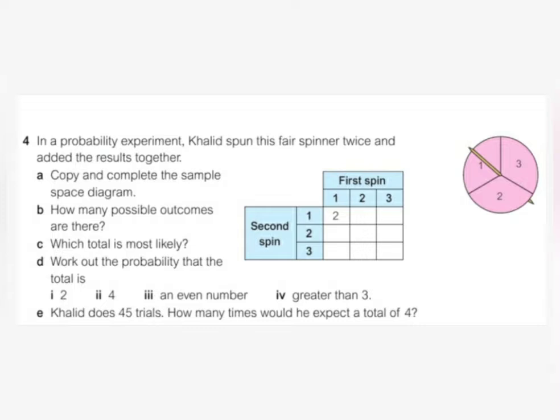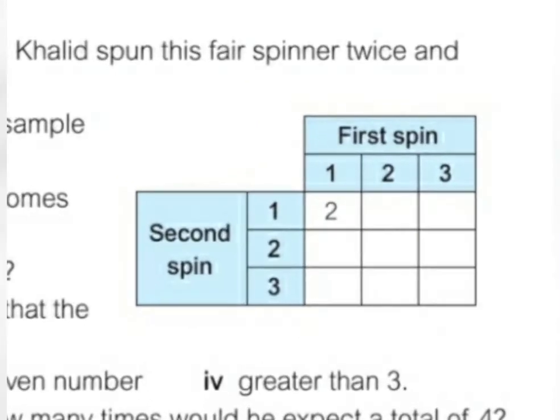In this video we're going to talk about sample space diagram. Question 4. In a probability experiment, Khalid spun the spinner twice and added the results together. As you can see here, this is the spinner. How many outcomes do we have in the spinner? Very good, we have 3 outcomes. He spun the spinner twice, so we will have the first spin and then the second spin, and each one of the spins has its own outcomes. And then we're going to add the outcomes together, okay?